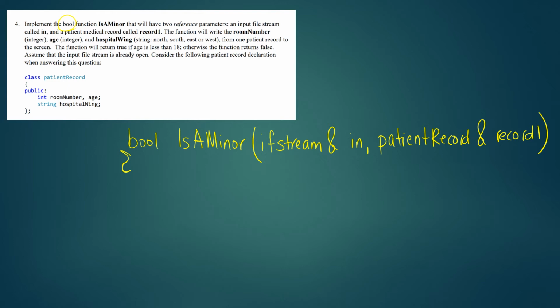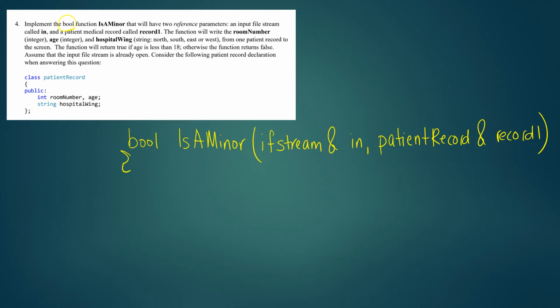All right, then you're going to test the age, and if the age is less than 18, you're going to return true. And if the age is not less than 18, or it's 18 and older, the function will return false. All right, so you're already assumed that you're connected to the file. So we're not going to loop through the entire file to the end of the file. We're just going to read in one record.